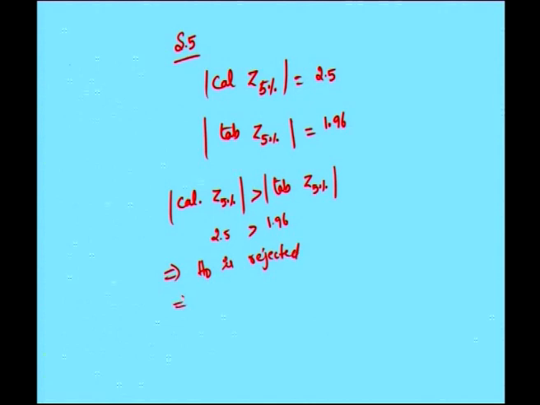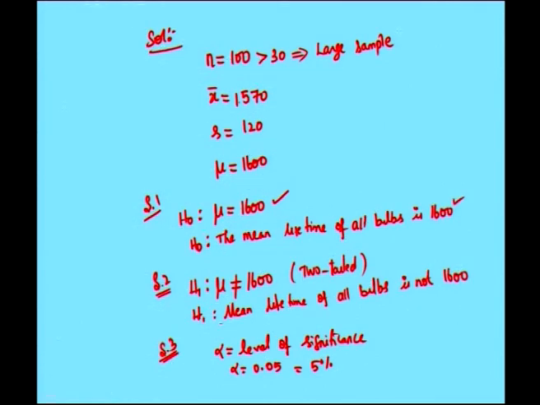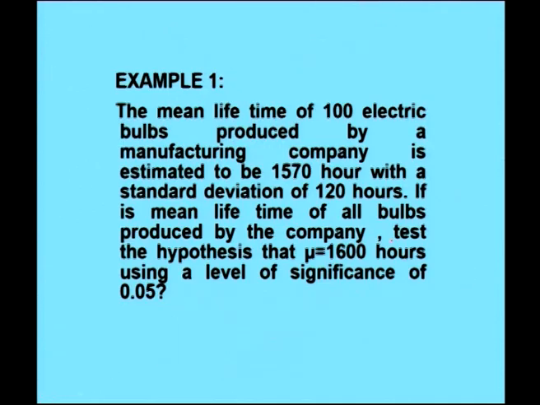When H0 is rejected, it means H1 is accepted. What is the statement in H1 we have given? The statement of H1 is mean lifetime of all bulbs is not 1600. And what is the question you are asked? Test the hypothesis that mu is equal to 1600 hours. So, the hypothesis that mu is equal to 1600 hours is not acceptable. So, that is the conclusion we can give.